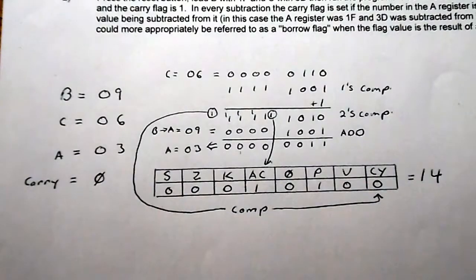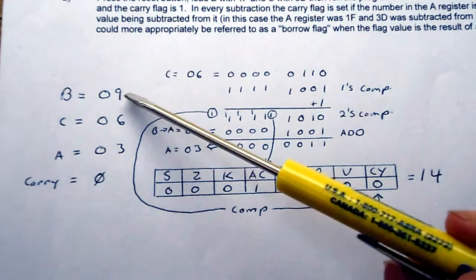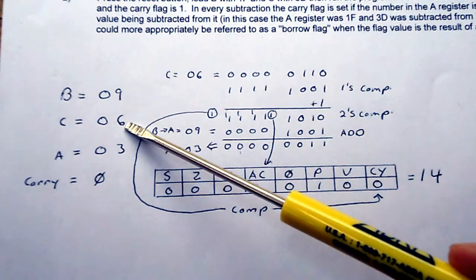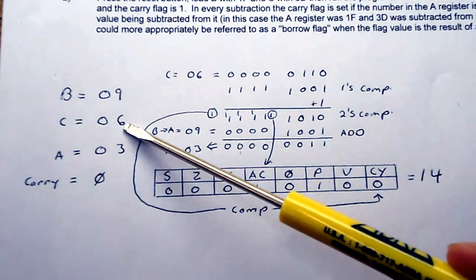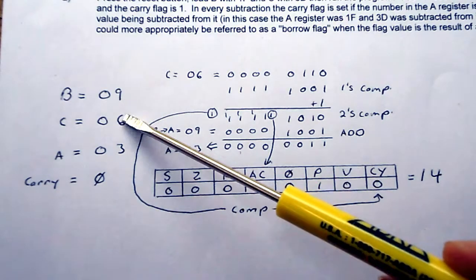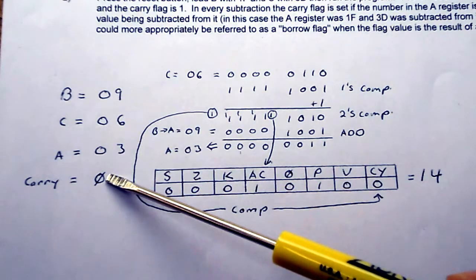So let's take a look at what has happened here. We loaded B with the number 0, 9. We loaded C with the number 0, 6. We ran our program. The accumulator ended up with the answer 0, 3, which is 9 minus 6, and the carry bit is 0, as we had expected it to be.